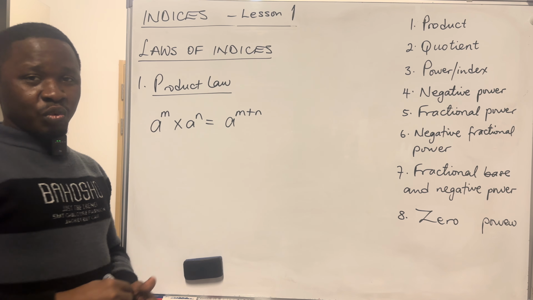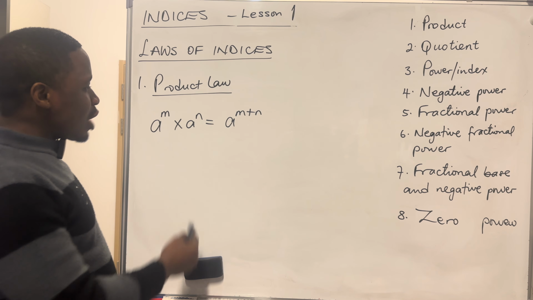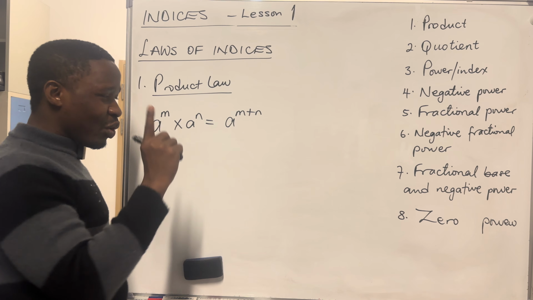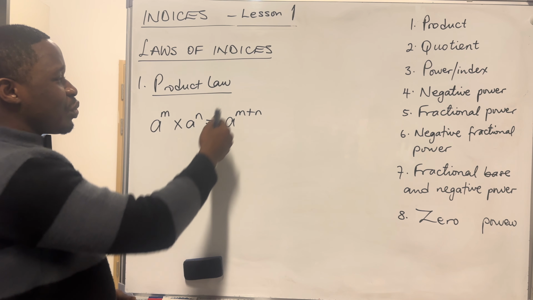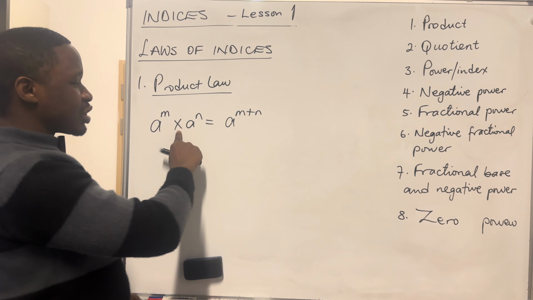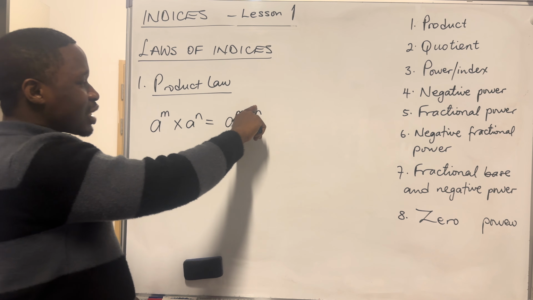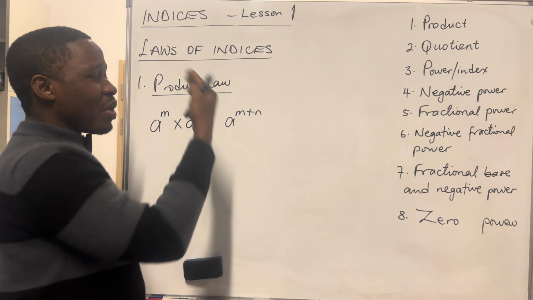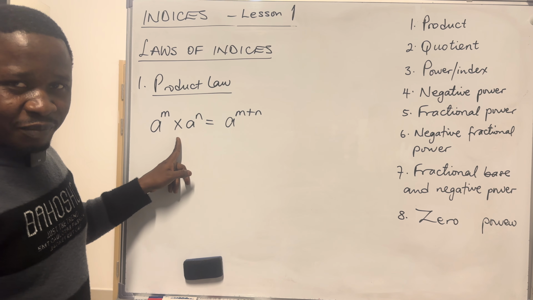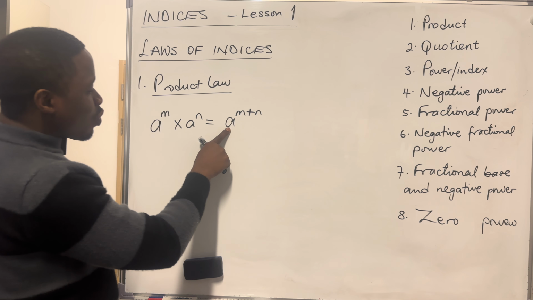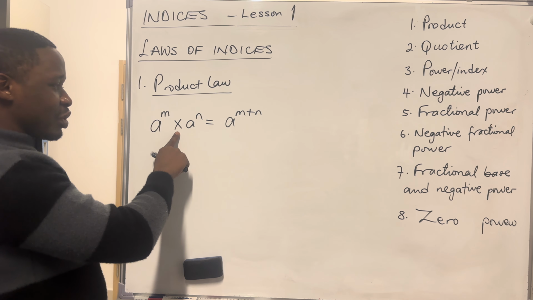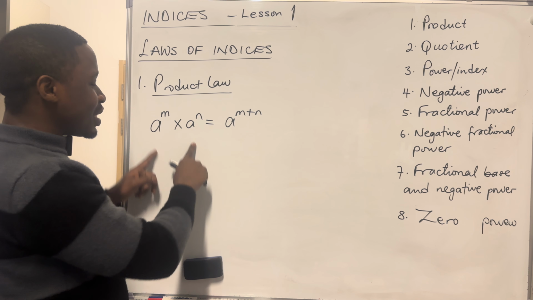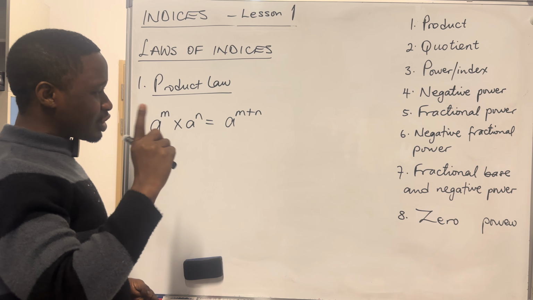There are two questions we need to answer here. Why do we take one base? Because they are the same. Why do we add the powers? Because of multiplication. We don't add the powers because of the same base. We add the powers because of what? Multiplication. Yes, we don't take one base because of multiplication. We take one base because the bases are the same. So let's know this one.